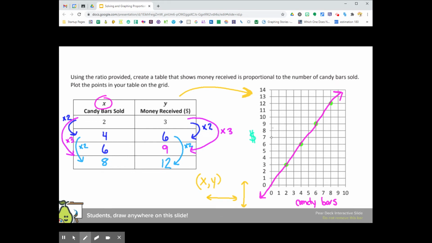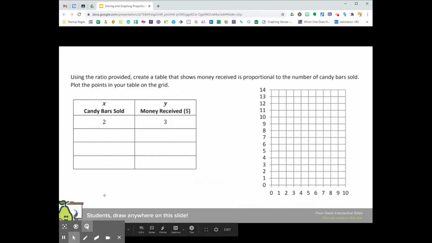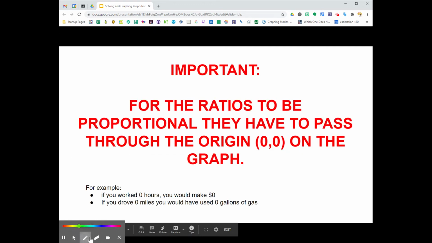Now you can also look at a graph and tell if it's proportional or not based on one specific thing that really helps. Well, not just one. We need to have this straight line or this relationship. But if that line goes through the origin, and the origin is that dot that sits right there at 0, 0, then you know that yes, this is a proportional relationship. So just to be very clear on this next slide. For the ratios to be proportional, they have to pass through the origin on the graph.